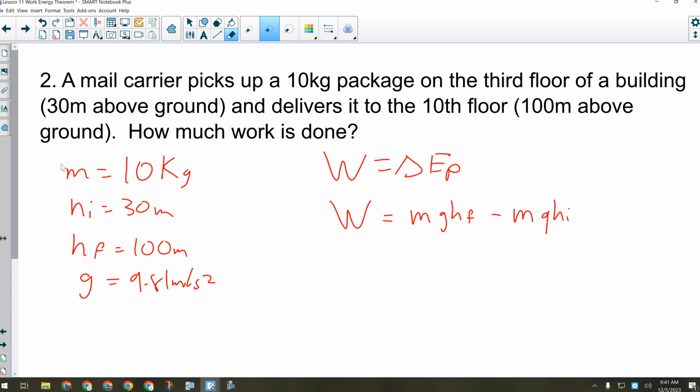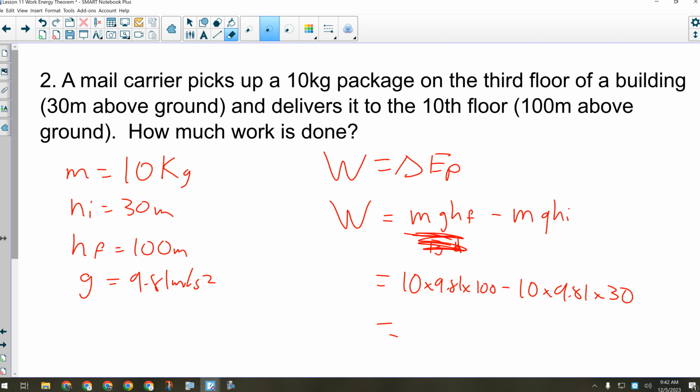Yep. Final minus initial always calculates change. This time it's potential energy. Do I have all of those numbers? I do. So I can go 10 kilograms times 9.81 times 100 minus 10 kilograms times 9.81 times 30. And I'll have the change in energy, which is the work. Didn't need force and distance. Or, I already used force times distance, because this is the force of gravity, and this is a vertical distance. It's still force times distance.